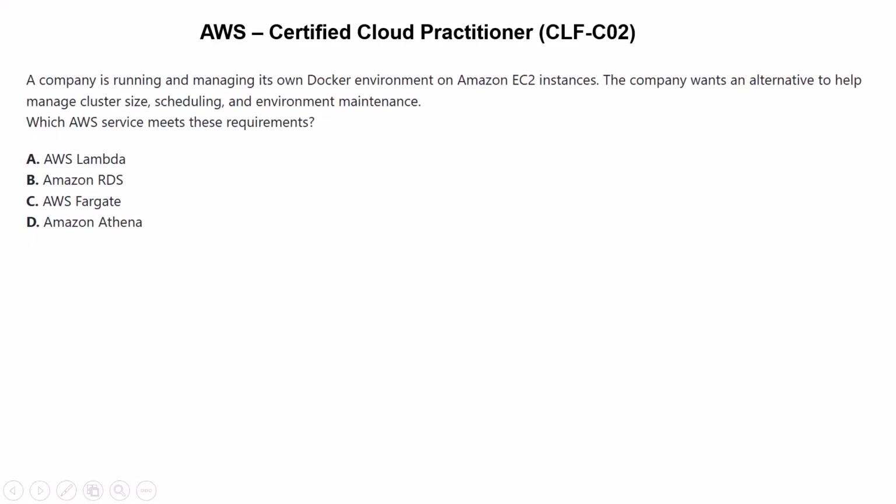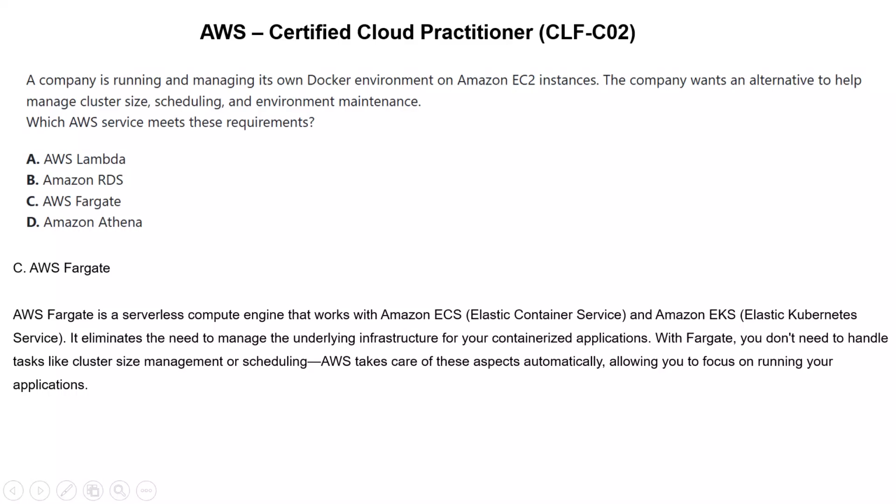Next question. A company is running and managing its own Docker environment on Amazon EC2 instances. The company wants an alternative to help manage cluster size, scheduling, and environment maintenance. Which AWS service meets these requirements? Option A, AWS Lambda. Option B, Amazon RDS. Option C, AWS Fargate. Option D, Amazon Athena. The correct answer for this question is option C, AWS Fargate.